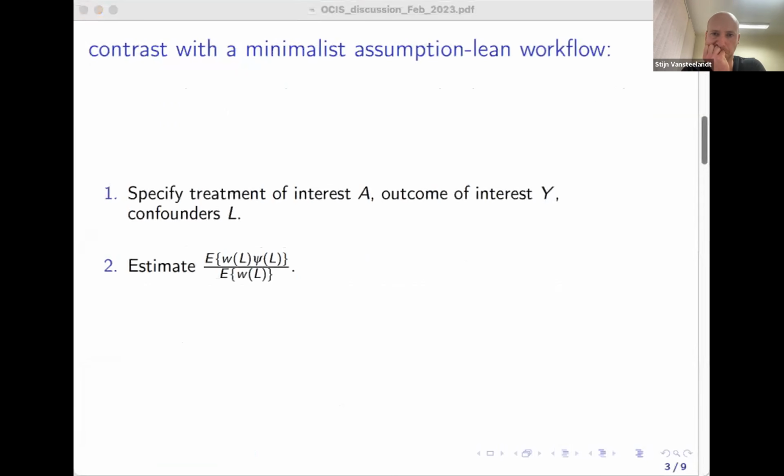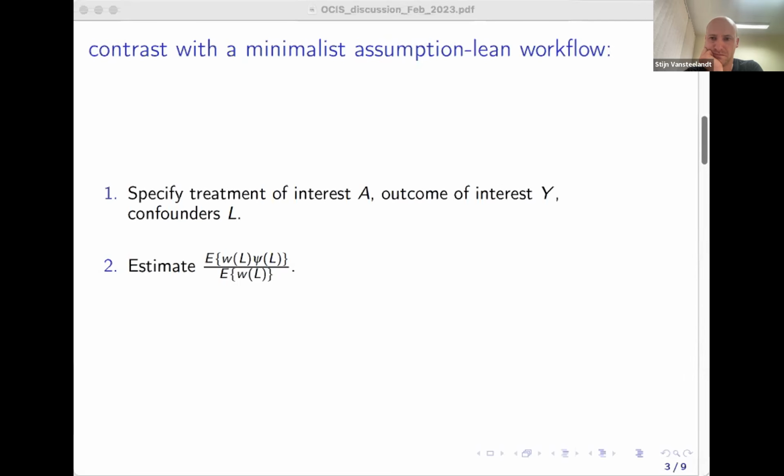Contrast this with the kind of skeleton workflow that Stijn proposed, and I'm really using this as a straw man. It's not that Stijn suggested that there shouldn't be additional steps here, just that these are the core steps in his proposal. It's a really pared down workflow where you identify the question of interest, so you specify the effect of A on Y controlling for confounding by L, and then you estimate the weighted average of L-specific covariances between A and Y. And what's missing from this workflow is attention to the identifying assumptions, to the interpretation of the effect that's estimated in step 2, and to assessing the robustness of the estimation procedure to identifying assumptions.